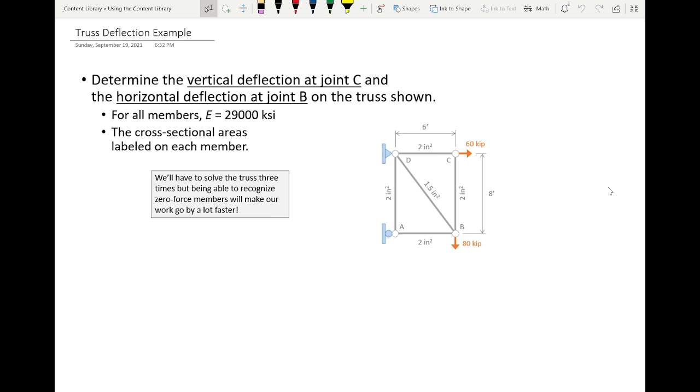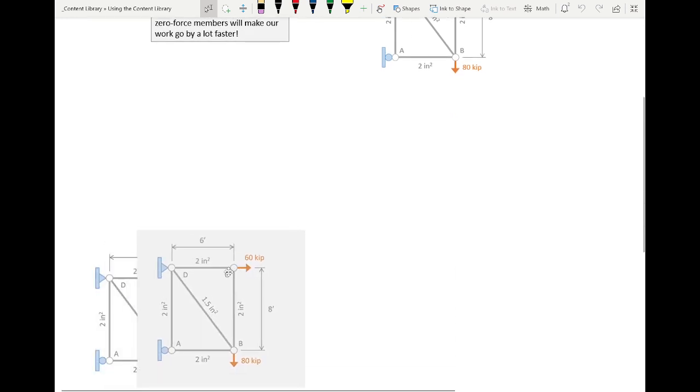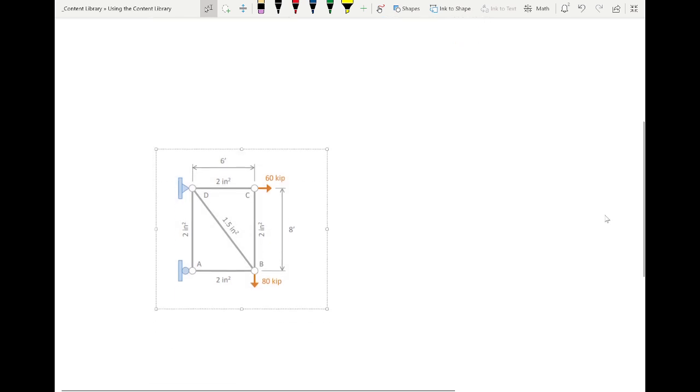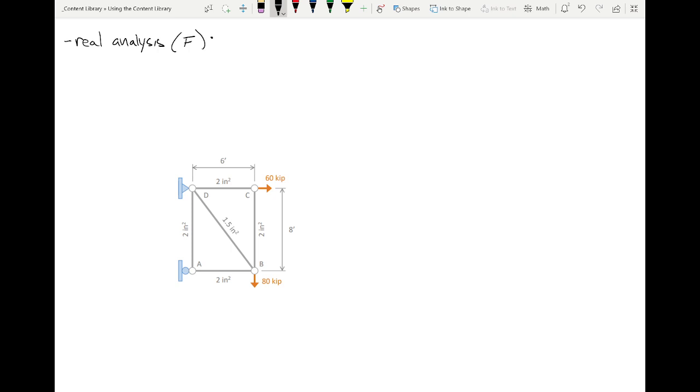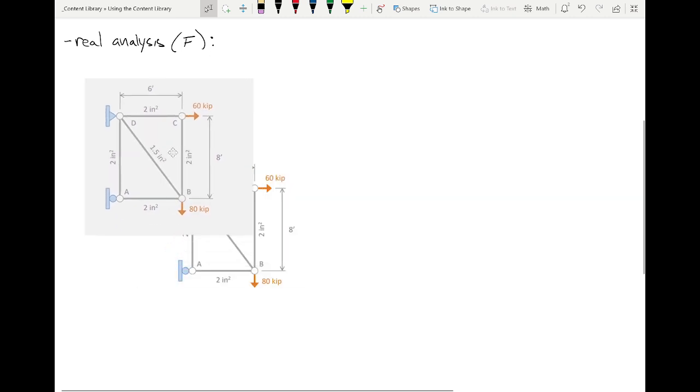Okay, I also copied the truss down here again because I'm kind of lazy. First thing that we're going to do, let me get this out of the way. First thing that we're going to do is the real analysis. And by the real analysis, I mean the big F values. Okay?